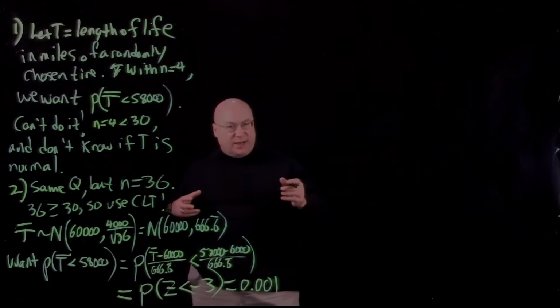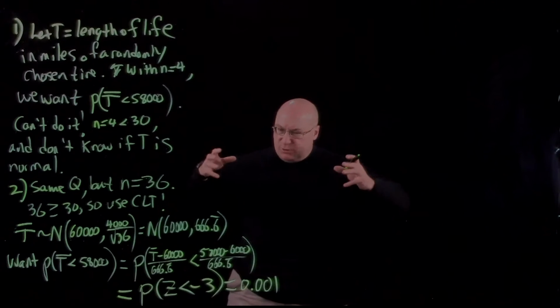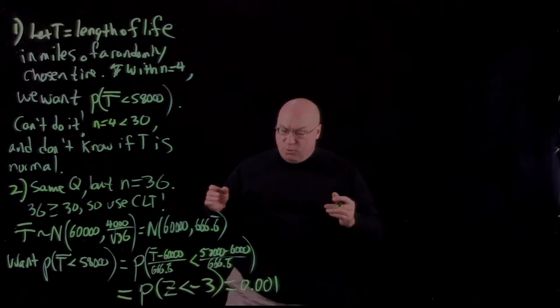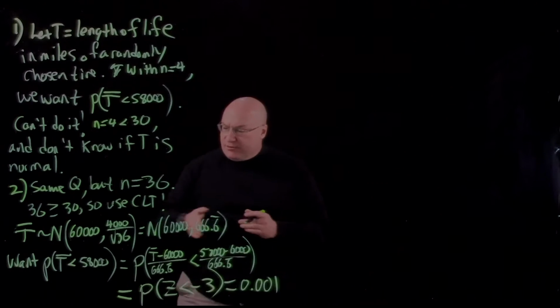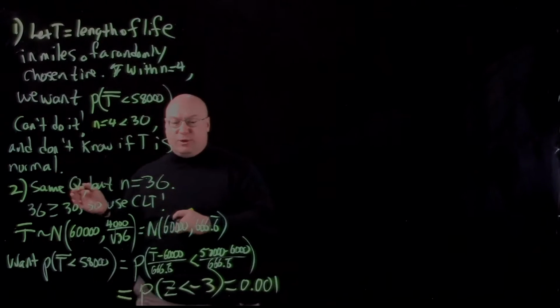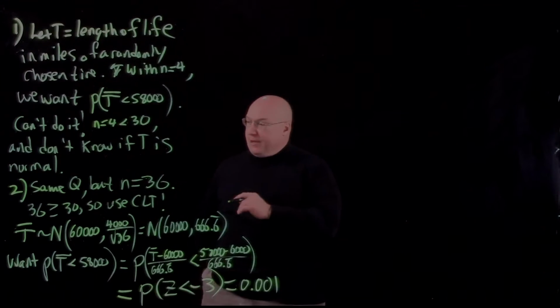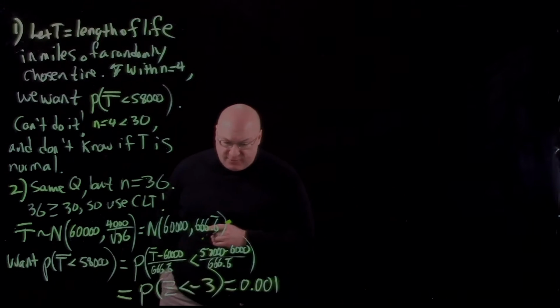All right, so it's a 1 in 1,000 chance that if we grab 36 of these tires and measure the length of life of each one in miles, and we compute the mean, that mean will actually be less than 58,000 miles, if in fact it is true that the original mean was 60,000 miles, right? Okay, so that's that one.